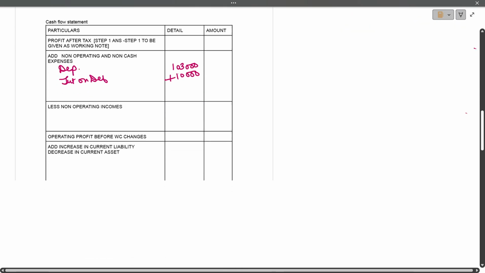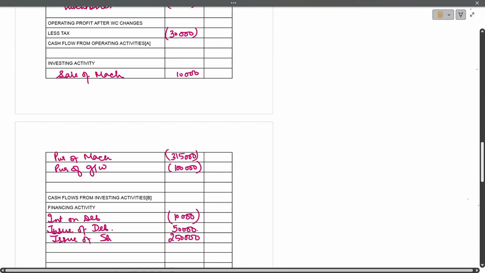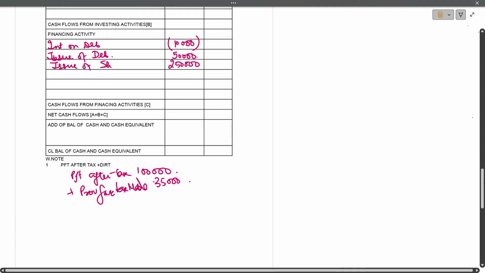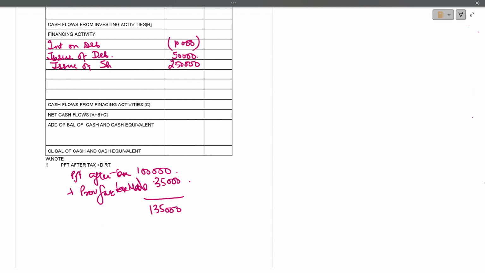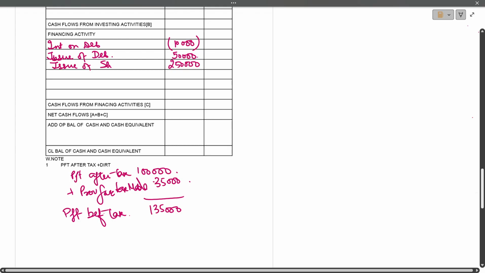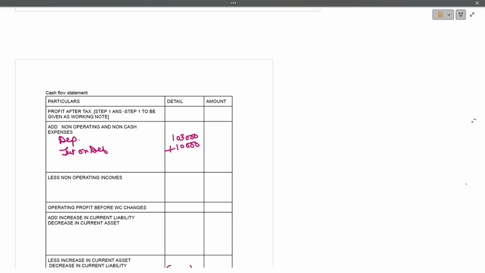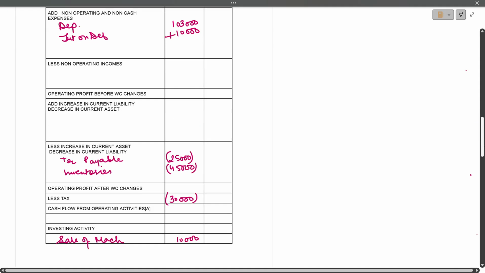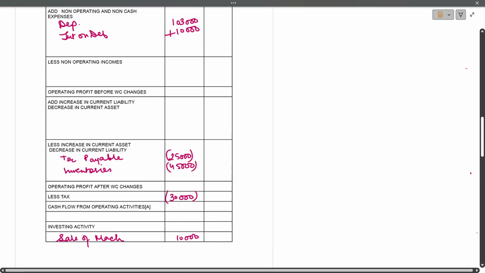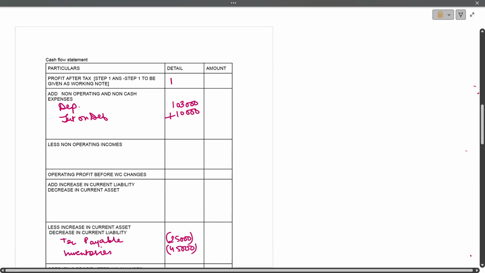I come first of all to my working note. There is no other thing given. So 1,35,000. There is no interim dividend. There is no reserve increase. Only tax was there. I have taken that. This is my profit before tax. Question will actually start with this. Now this I put here as per working note. The same amount which I have written here, 135, gets copied here.